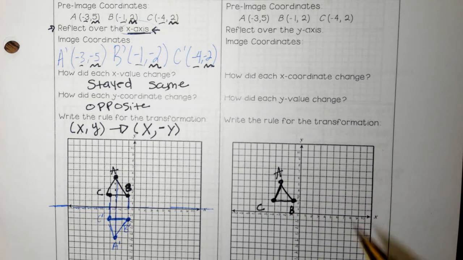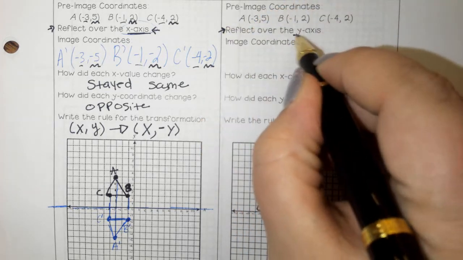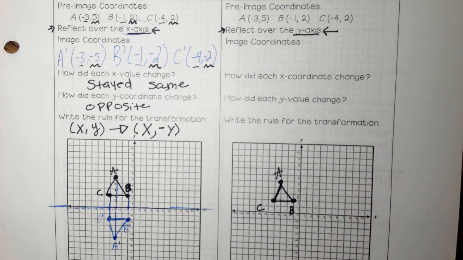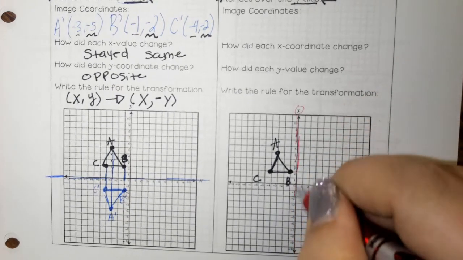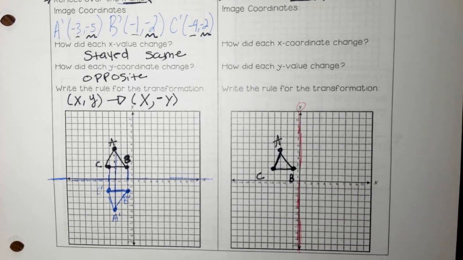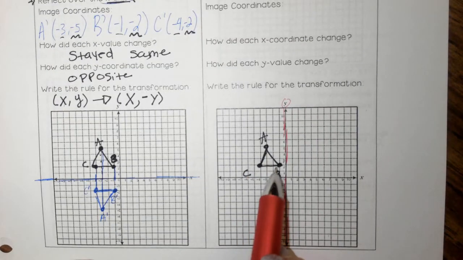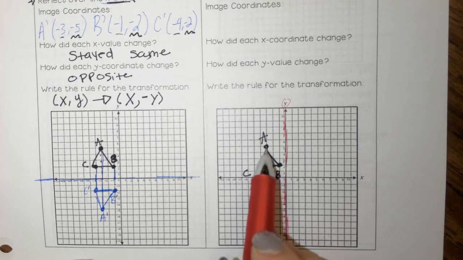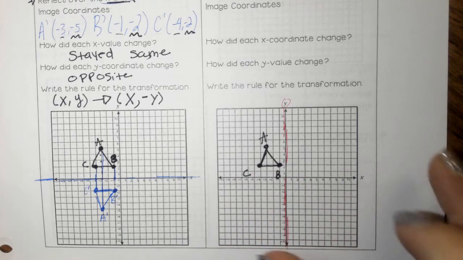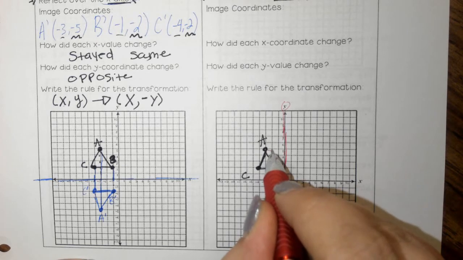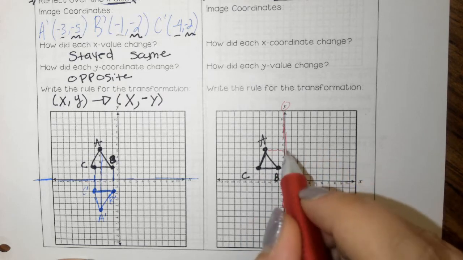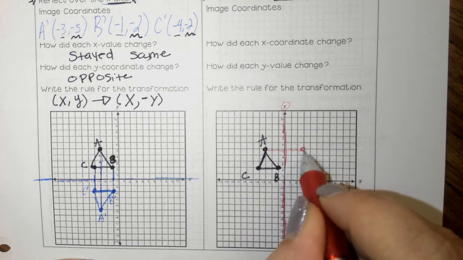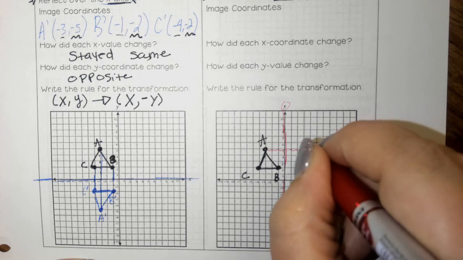Okay. Now I want to reflect this triangle over the y-axis. Let's take a look at where the y-axis is. Here's y. That's the up and down axis. So now when I'm reflecting, I'm counting how far each point is from the red line here, the y-axis. A is 1, 2, 3 away. So I need to be 3 away on the opposite side of that line. 1, 2, 3. That's the new A, or A prime.